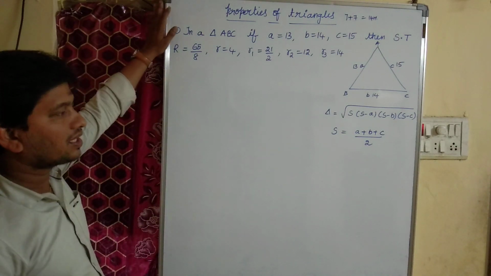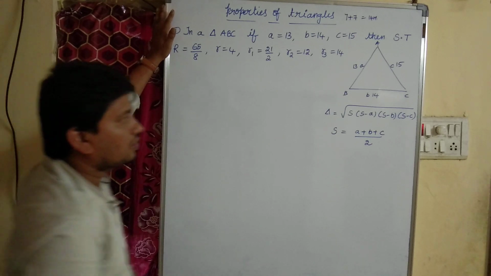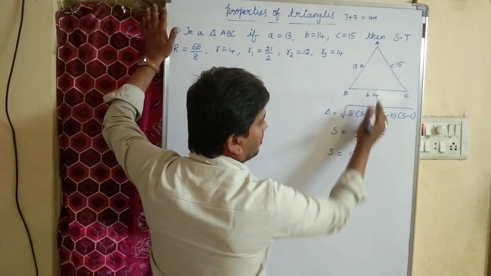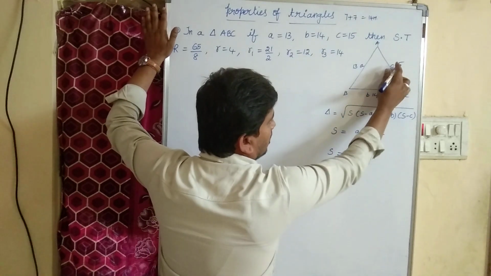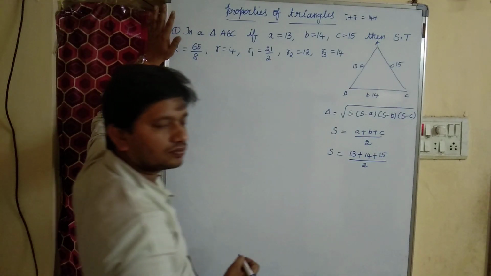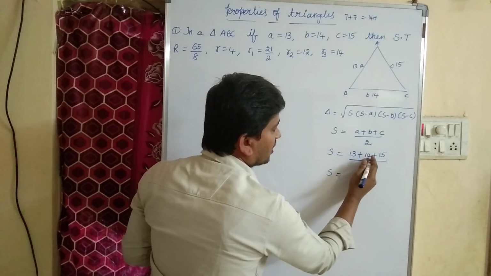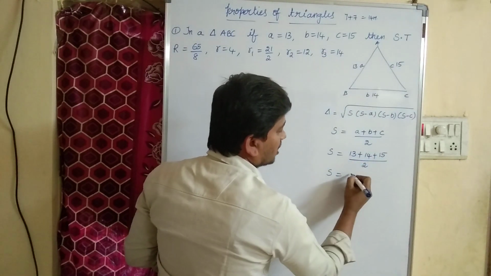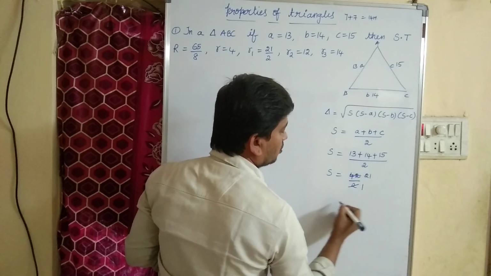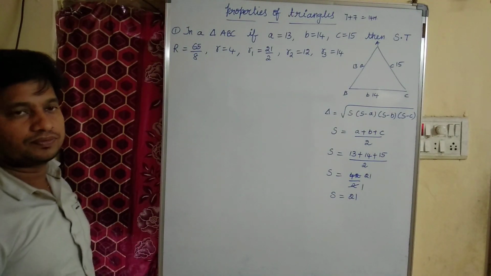What do you mean by s? S is nothing but a plus b plus c by 2. So here the given a value is 13 units, b value is 14 units and c value is 15 units, divided by 2. So s is equal to 13 plus 14, 27, 27 plus 15, that is equal to 42 divided by 2, which is 21. So s is equal to 21.